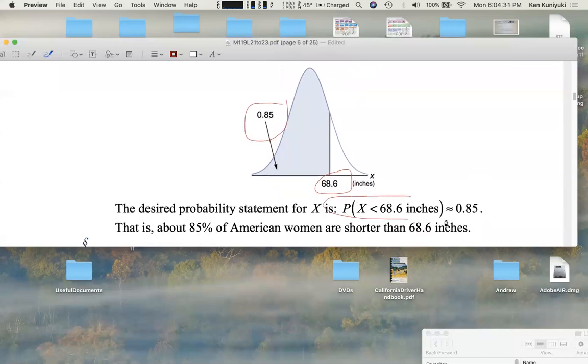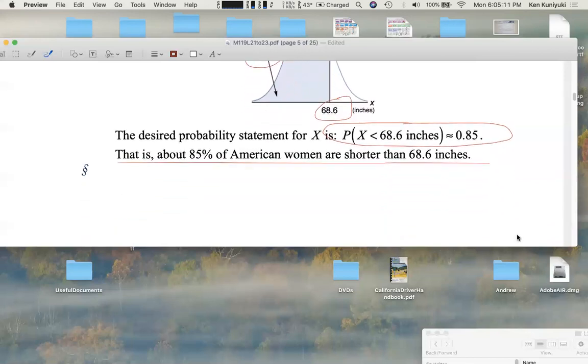Okay, so here's the probability statement in terms of X. It's more accessible to stat students. The probability that X, the height of a random adult woman, is less than or shorter than 68.6 inches is about 0.85 or 85%. In plain English, for the layperson who hasn't taken stats yet, about 85% of American women are shorter than 68.6 inches. Or as a probability statement, the probability that a random American woman is shorter than 68.6 inches is about 85% or 0.85. But then you're sneaking in that word probability.